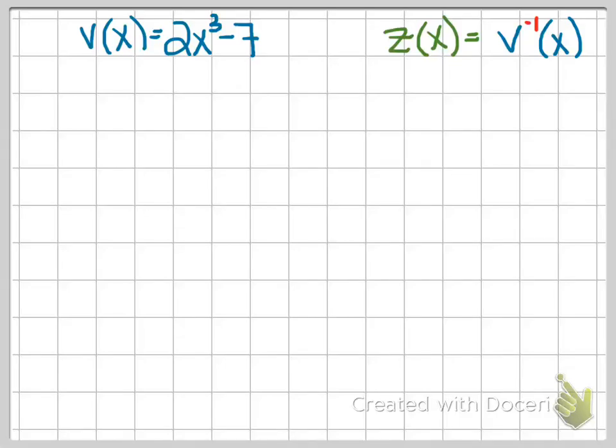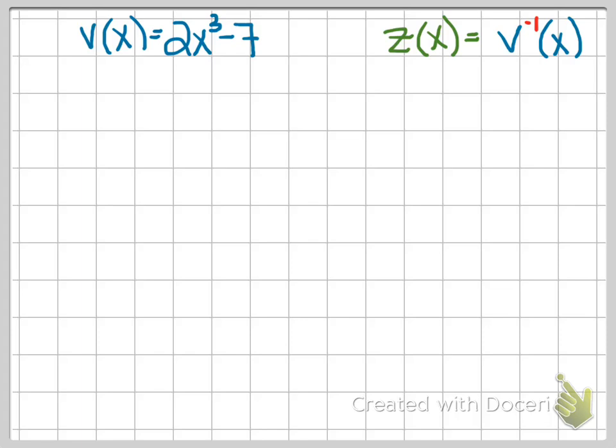In our third problem, we are faced with a different situation. We can see that we know what my v function is, but my z function looks a little different. My v function is 2 times a quantity cubed, take away 7, but my z function is actually the inverse of v. So how do I figure out what the inverse of an entire function is?